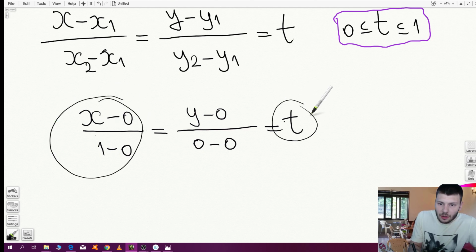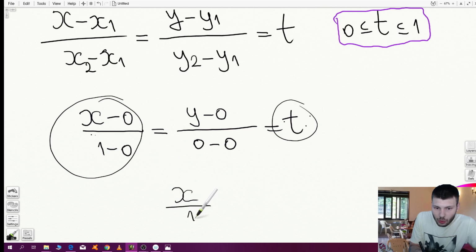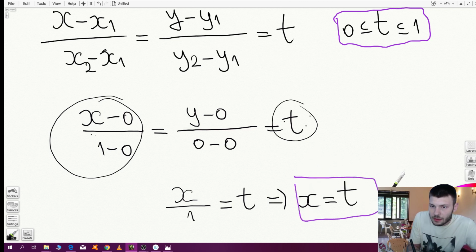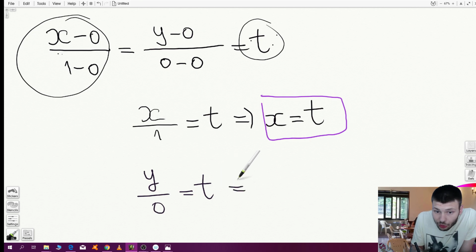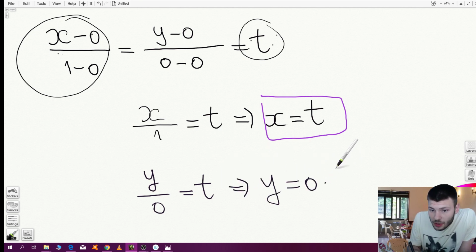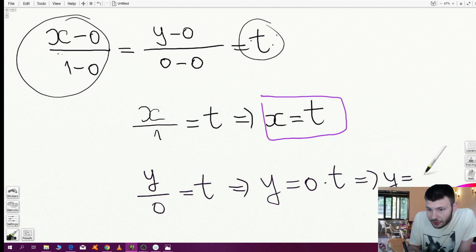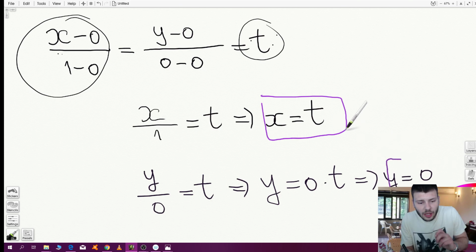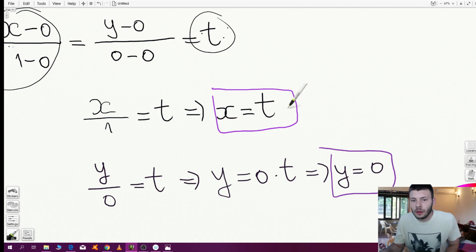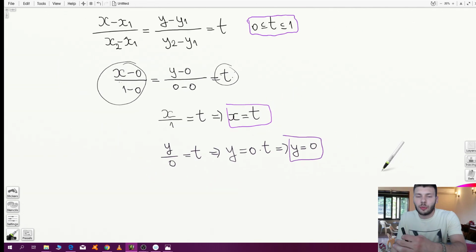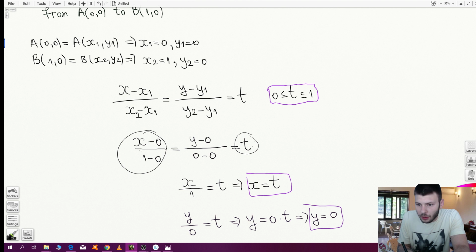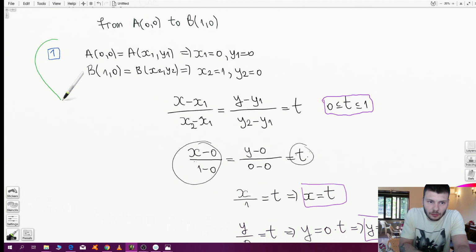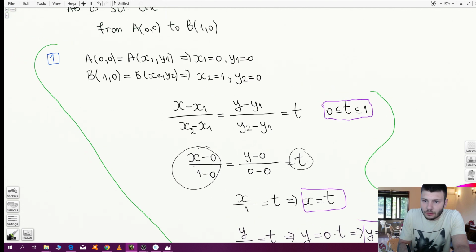From the first equation we have that x over 1 is equal to t, so x is equal to t. That's nice. And from the second we have that y over 0 is equal to t, which means actually that y is equal to 0 times t, which means that y is equal to 0. It doesn't depend on t. Okay, cool. This was the parameterization of this straight line from A to B, and I will frame that with some green color.